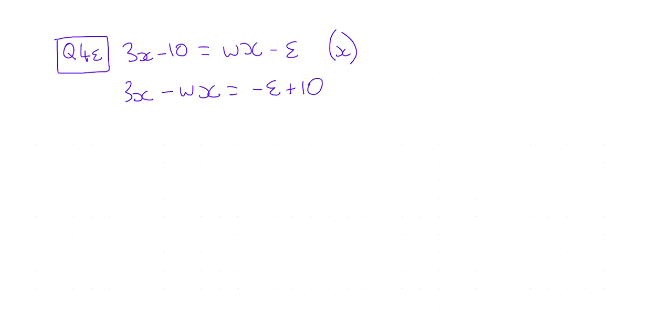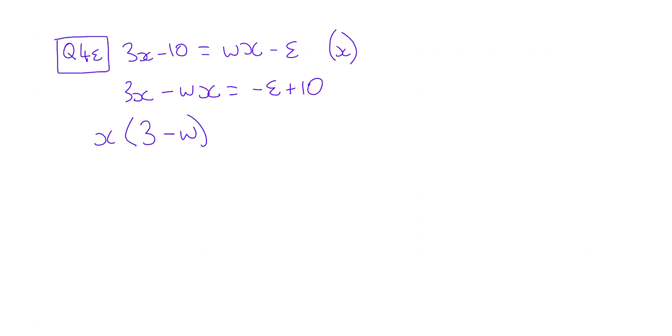So now that I have my x's together, I'm going to take x out as a common factor. So I'm going to divide both of these terms by x. So I'm left with 3 when I divide out the x, and I'm left with minus w when I divide out the x. Now, this is just the opposite of distributing. So if I multiplied x by 3 and x by negative w, I'd go back to this. So I'm just doing the opposite of when we expand our brackets. I'm factorizing, which is dividing.